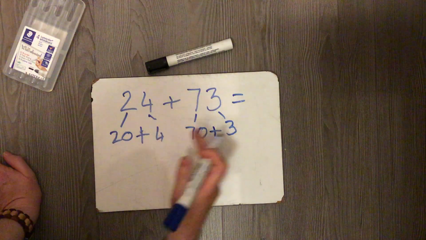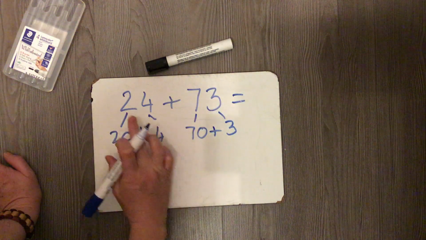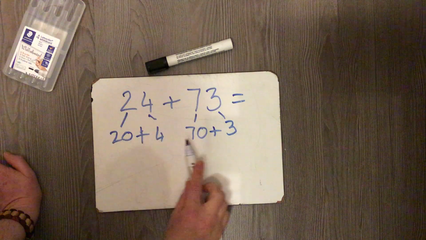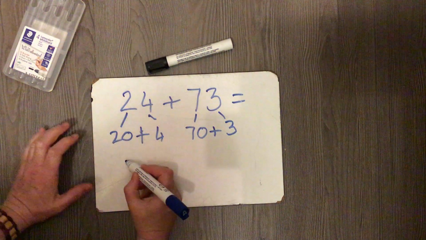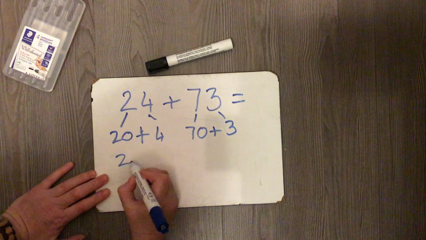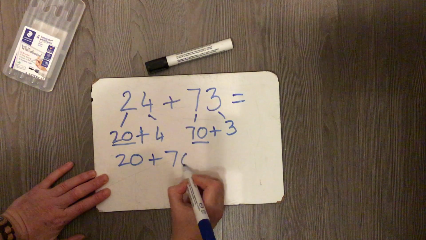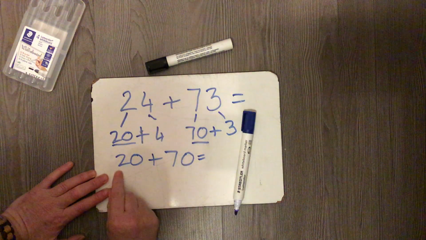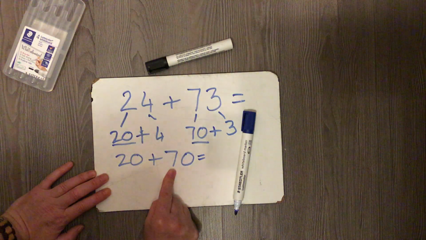Can you see how I can use these to do this number sentence? So what I do is I take the tens, and what are the tens there? We've got the 20 and the 70. So I make a number sentence with the tens, 20 plus 70. What is 20 plus 70? I'll start on the 70 because that's the bigger number. Starting with the bigger number is often easier.